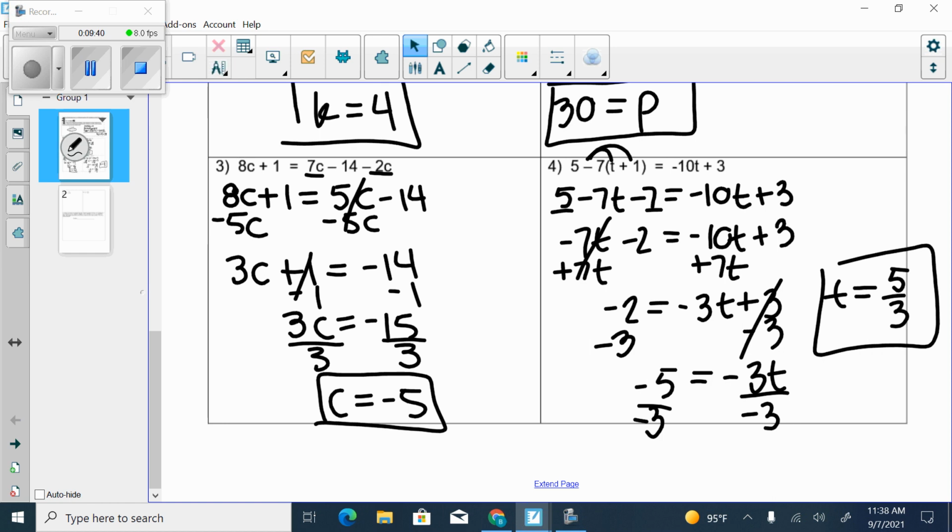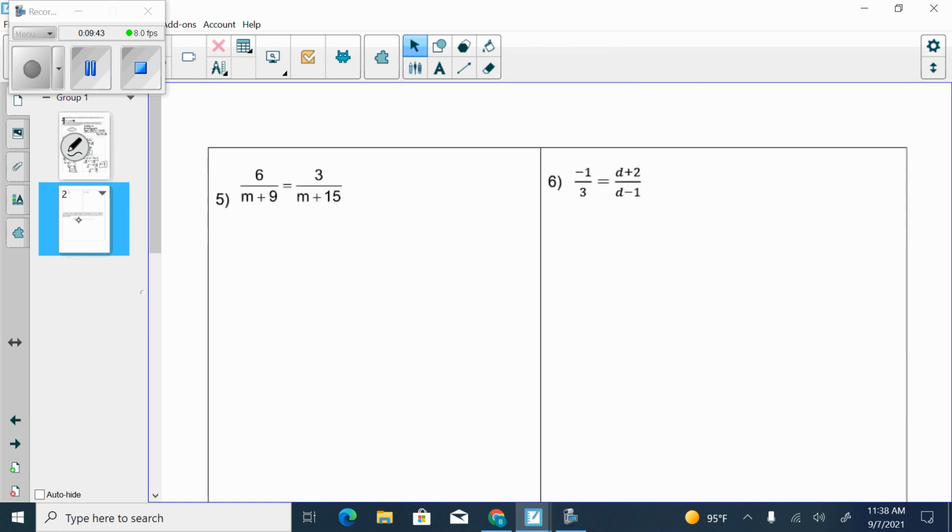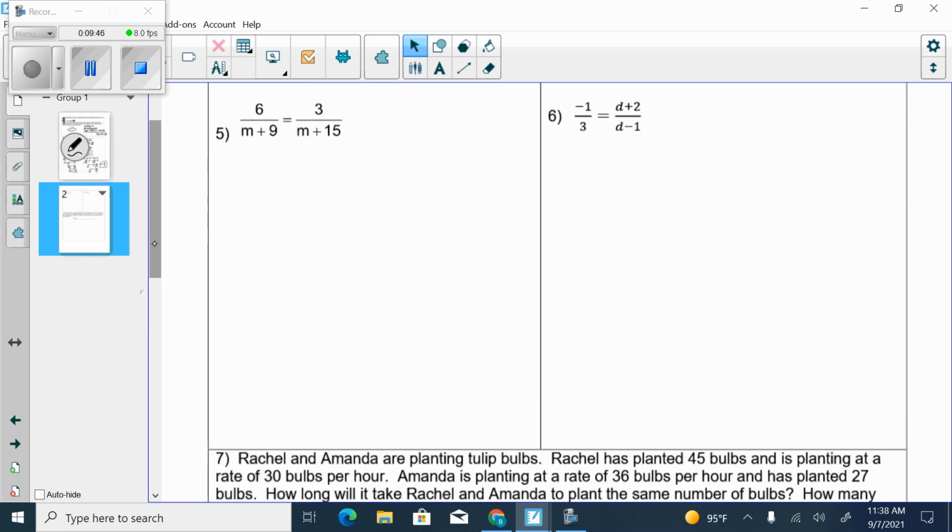All right, let's flip it over on the back and look at a couple there. Okay, number 5. Does anybody remember what we're supposed to do when we have two fractions like this? Cross multiply, very good. So if I am multiplying these two, I have 6 times m plus 15 inside of parentheses, right? Because I'm multiplying the whole thing by 6. All right, and when we multiply the other direction, I'm going to have 3 times m plus 9, right?